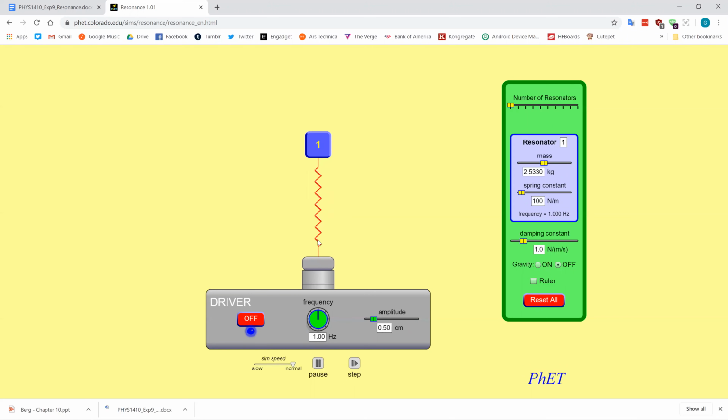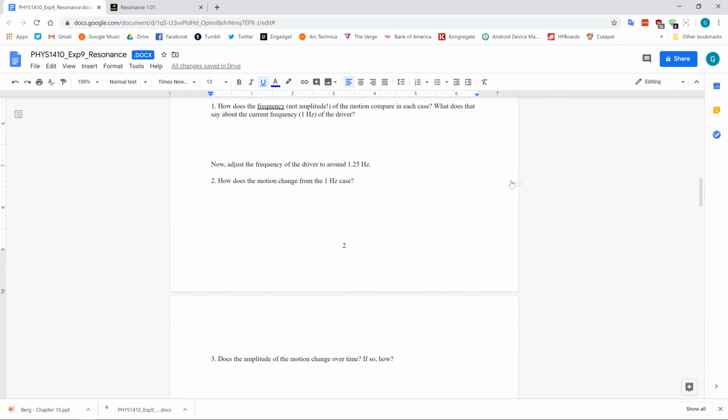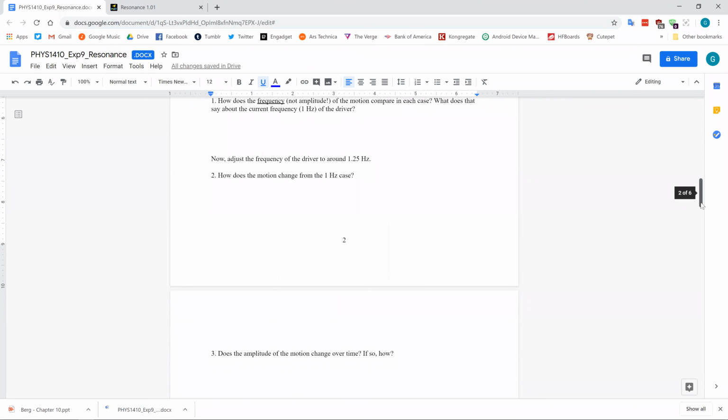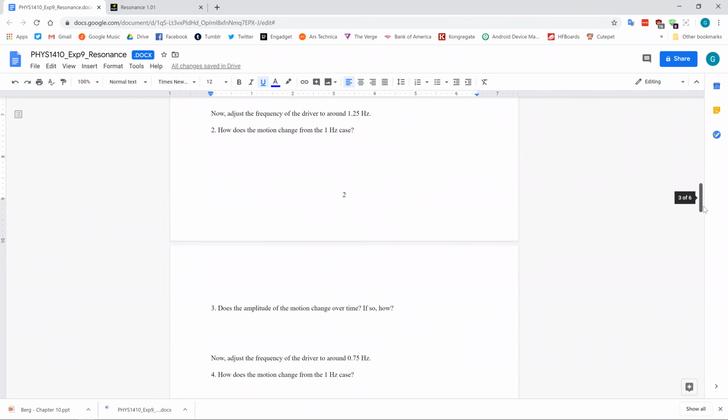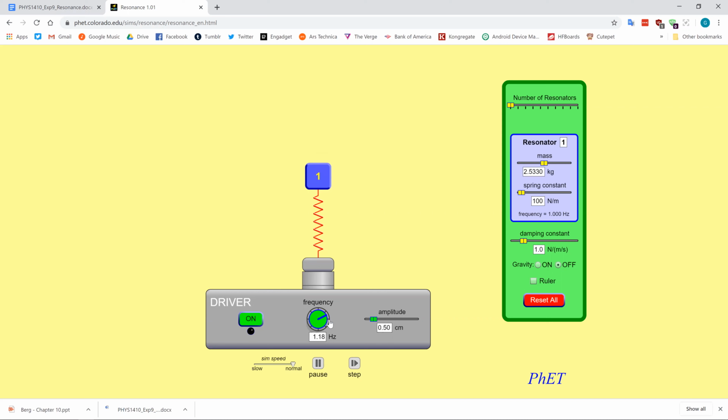I do want to go quickly up and check something there. Yeah, we're not going to touch the damping. This is so that we don't get the thing going out of control. So questions 2 and 3 are referring to a changed frequency. So I'm going to change this to 1.25. You can do it by rotating, or I think you can just type the number in. And I'm going to go ahead and turn this on.